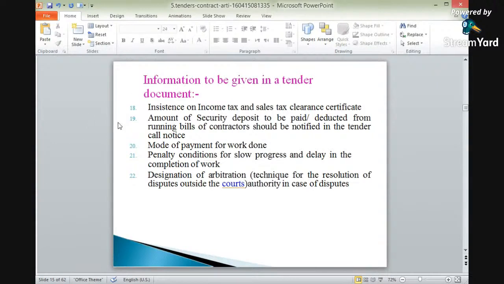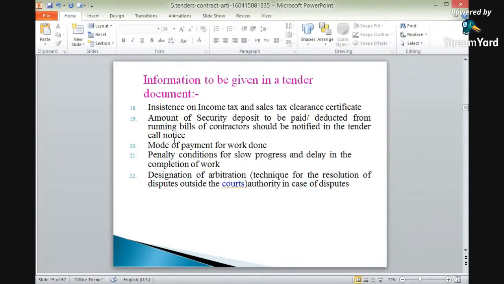The second option is that there may be deductions of this security deposit from the running bills also. Okay, so there are two options. First, it can be paid directly, the total amount of security deposit paid at the time of acceptance of the tender, or second, it can be deducted from the running bill.